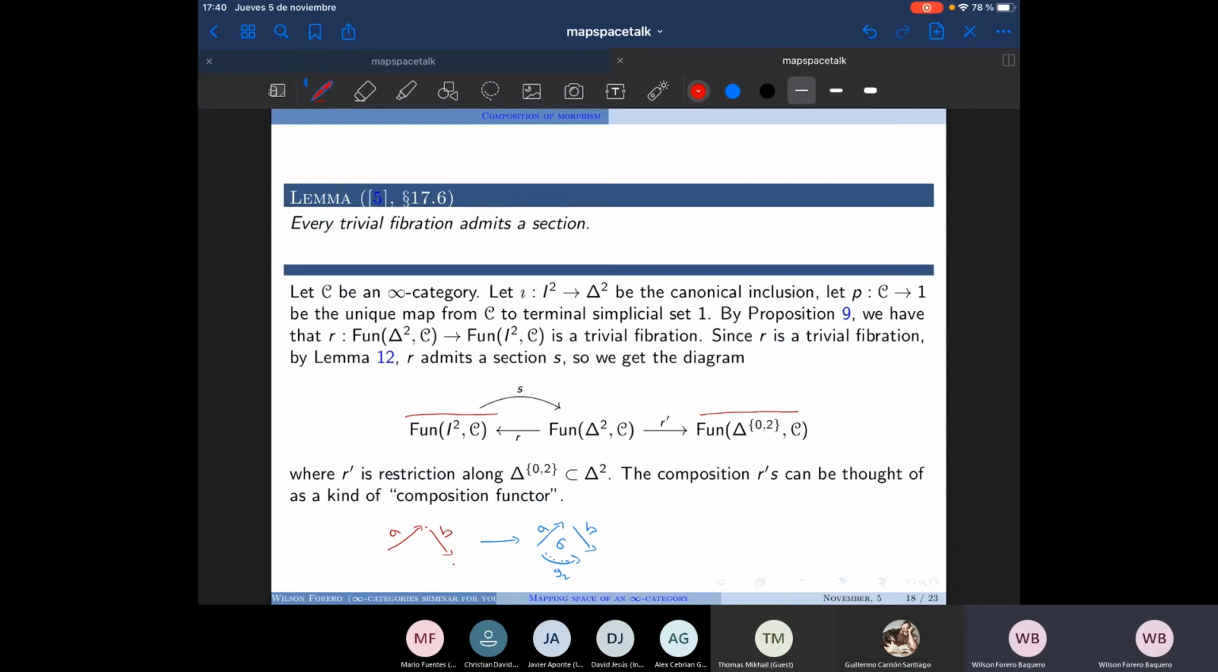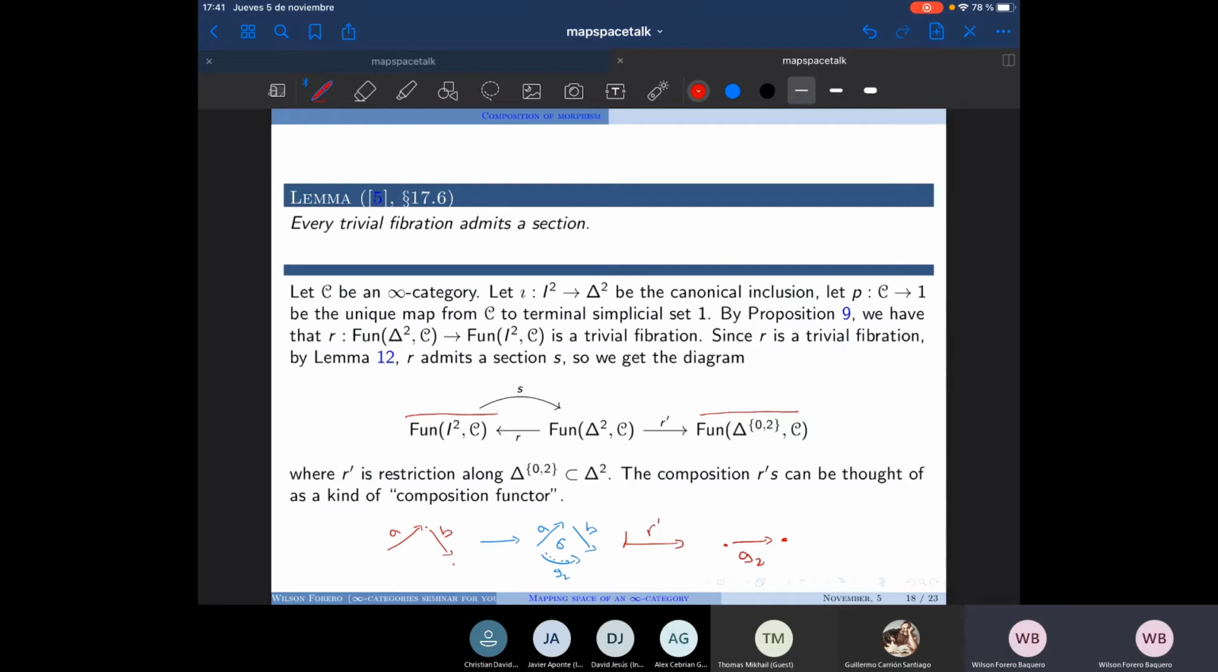And what does R prime do? R prime just restricts this sigma 2 and extracts the possible composition, which means d^1 of sigma. So this composition can be thought of as a kind of composition functor. But again, that section chooses some possible composition. That is the reason I use the word possible.